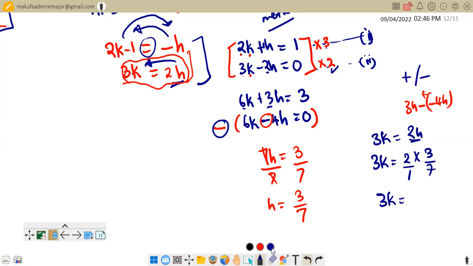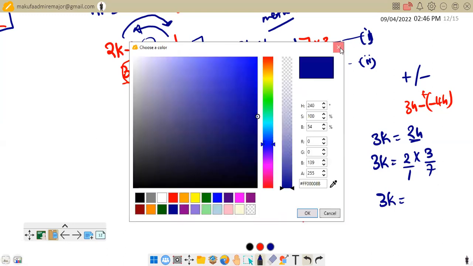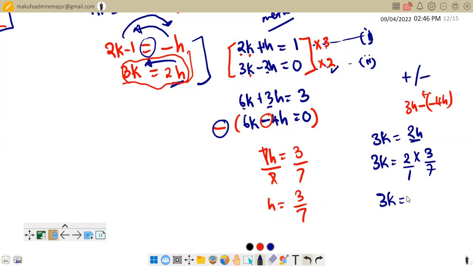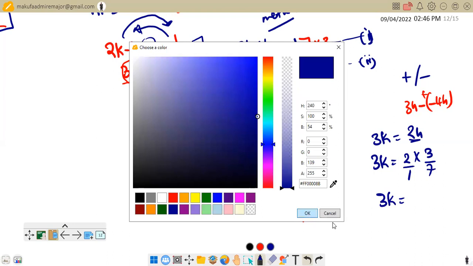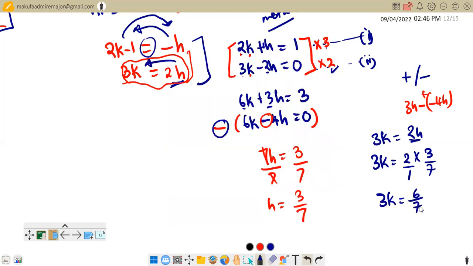Okay, so let's see. So this one is going to give us a 6 here. All right. Okay, let me remove this marker. So it's 6. Okay, I haven't indicated the marker. Let me place back. Okay. All right, so this is going to give us 6 over 7 in this case.